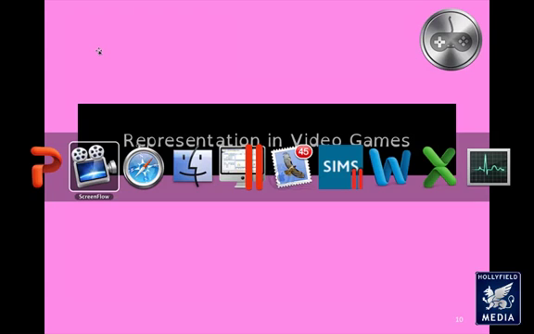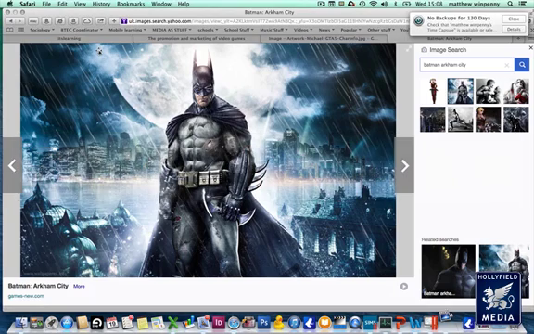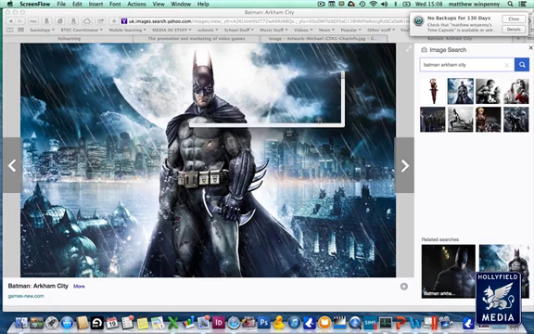So let's have a quick look at a couple of representations. Okay, everyone knows who this is. We've got Batman. Right, okay, so what we need to work out is how is Batman represented, and what does it tell us about his character? And again, what we need to use to do this is the who, what, where, when type answer. So if we're looking at who, we know that it's Batman that's being represented.